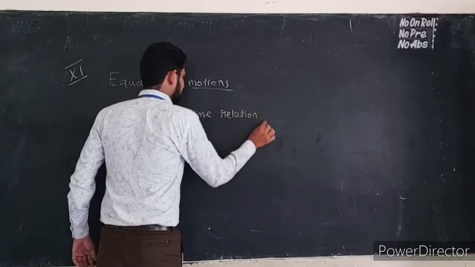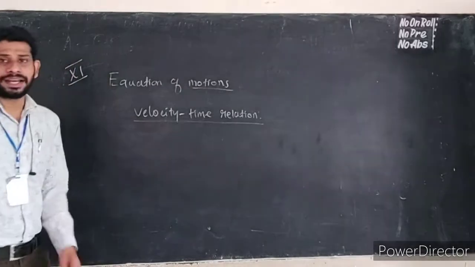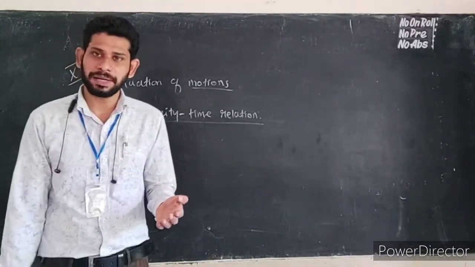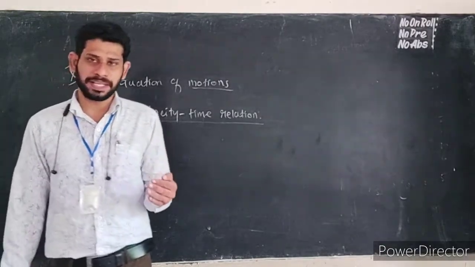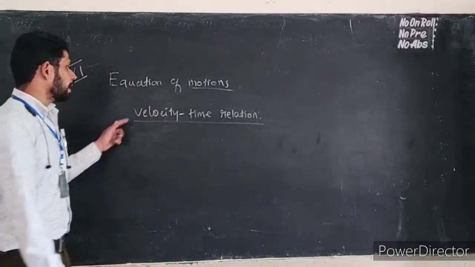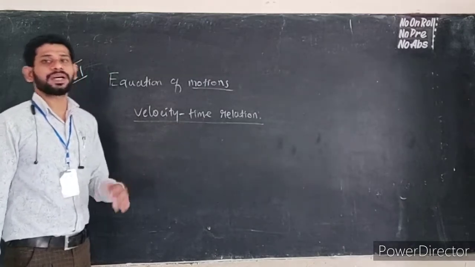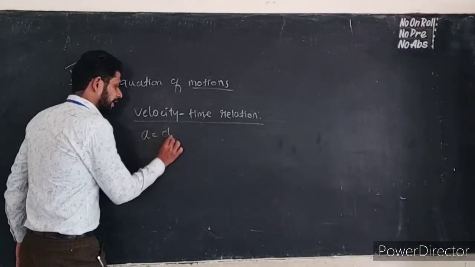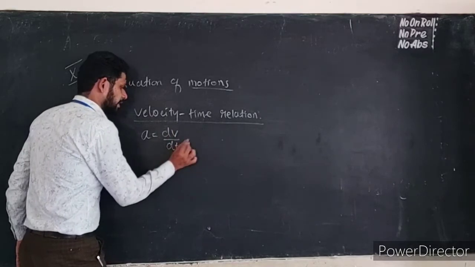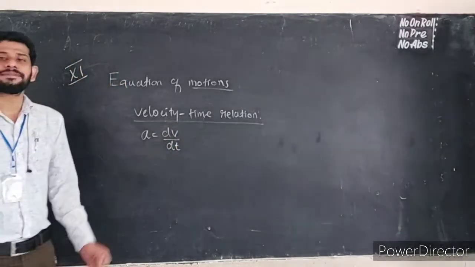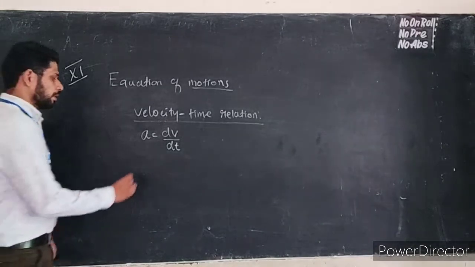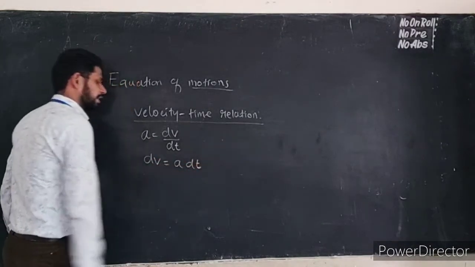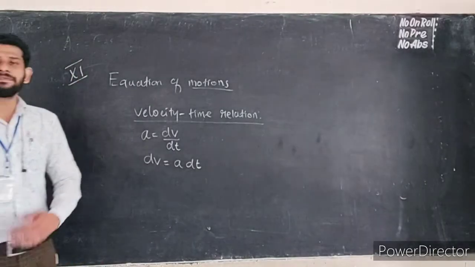What is meant by velocity? The velocity is nothing but the rate of change of displacement. But here we are going to take velocity with time. It's nothing but your acceleration. So the acceleration is nothing but the rate of change of velocity. So here dv will be equal to a times dt.